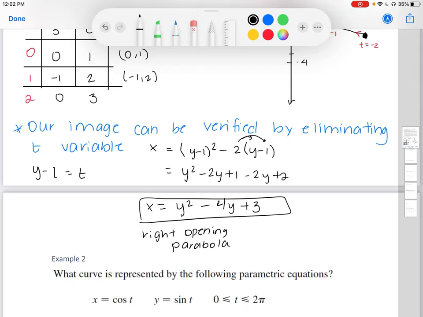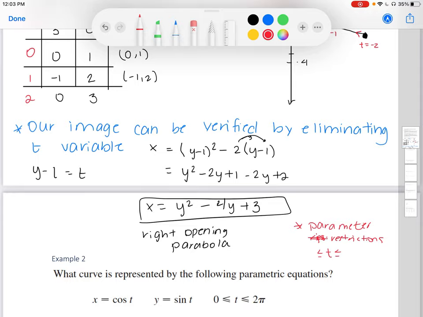So it verifies. Now, in this case, there wasn't a restriction to our parameter, but that may happen. So parameter restrictions are a thing. You can have, like, t is within something. We'll see that soon. Let's go on to our next example.